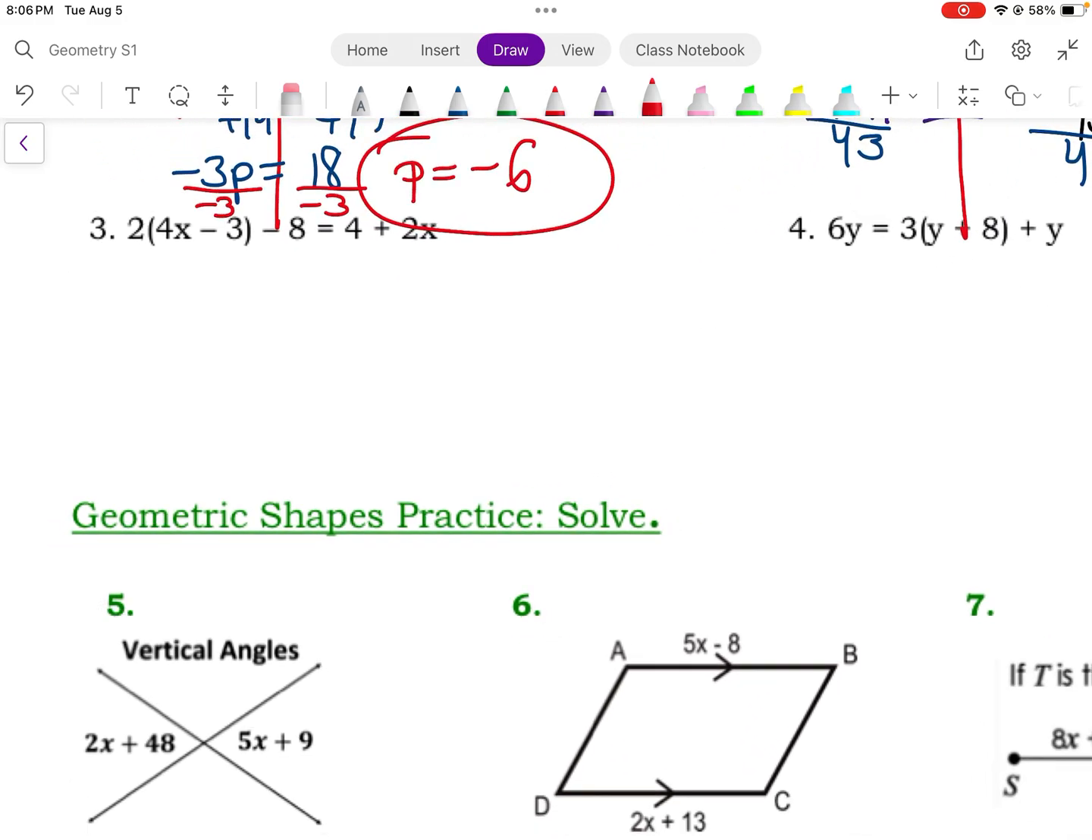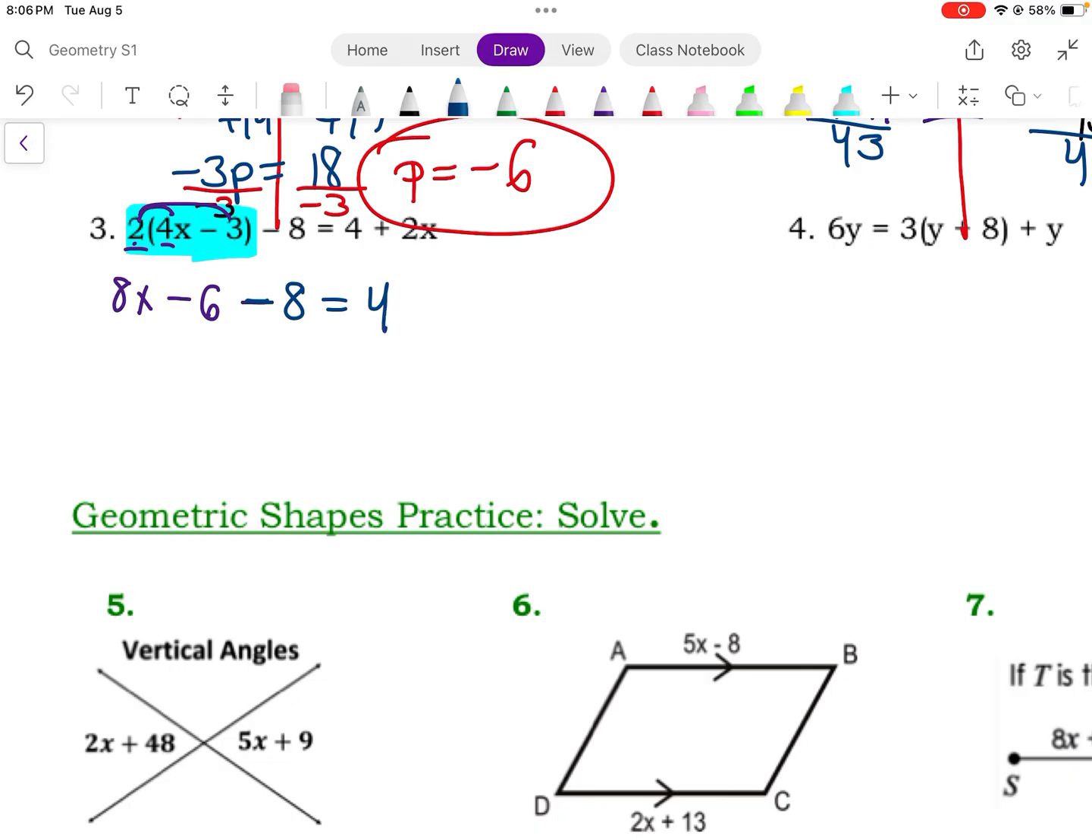Okay, number 3 is pretty spicy. Okay, so we're going to deal with this distributive property first. Then we will clean up house, and then we'll go from there. So let's multiply that 2 to everything. So 2 times 4 is 8x. 2 times negative 3 is negative 6. Now you're going to bring everything else down.